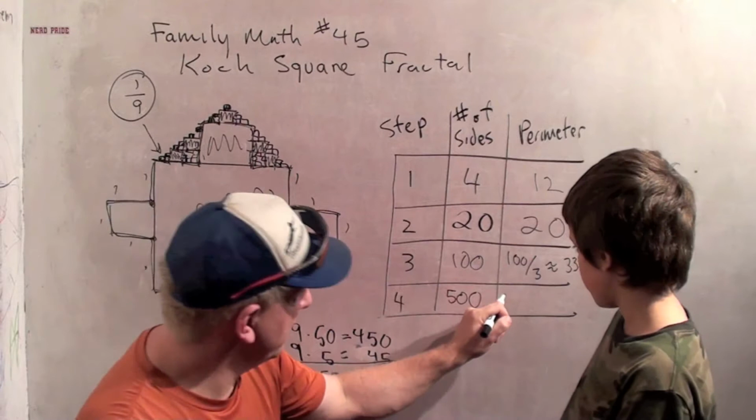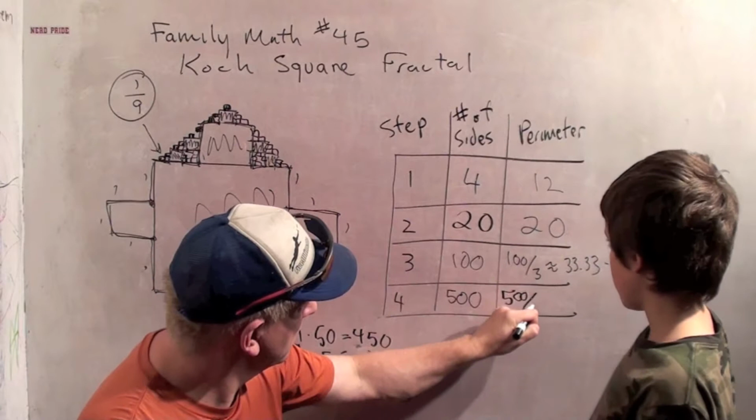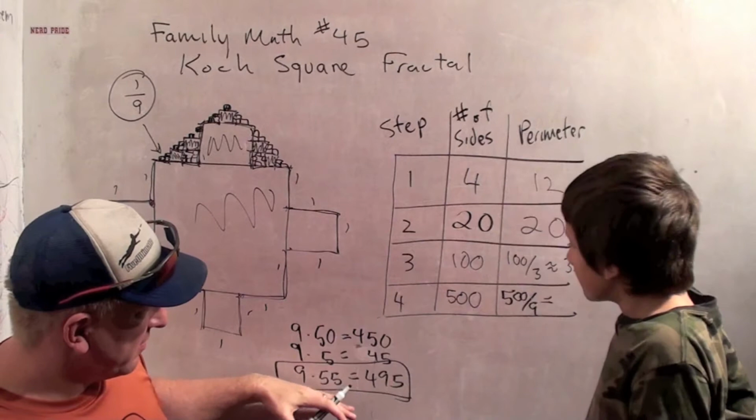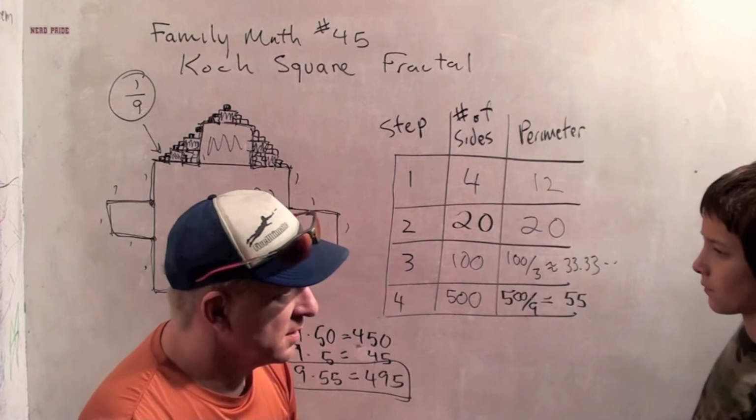Okay, so 500 over 9 equals 55 and 5 ninths. And do you know what 5 ninths is, Becca? As a decimal? It's 0.5.